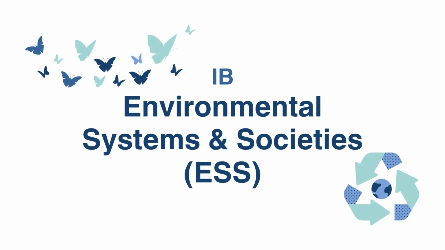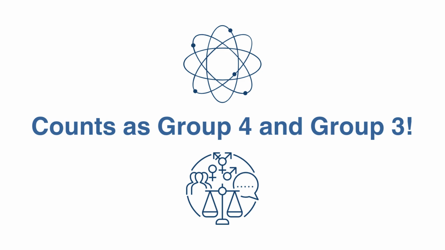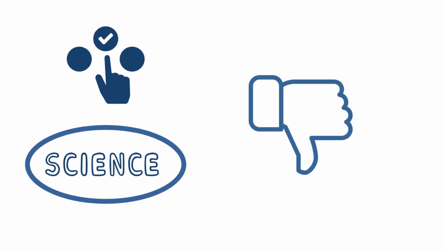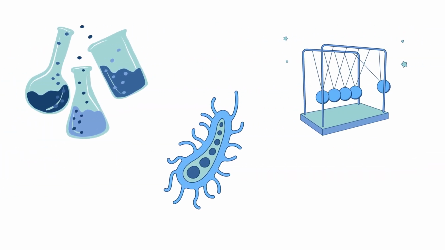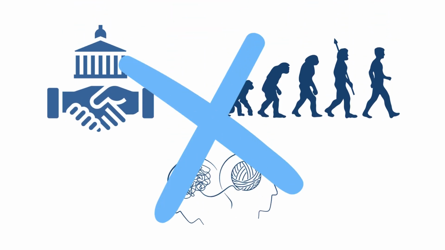Moving on to ESS, which stands for Environmental Systems and Societies. It's important to note that this subject can count as both a Group 4 and a Group 3, so if you make your subject choices and need a science but don't like your other options, ESS can fill the gap. Same for if you have a lot of sciences in your choices and want something more accustomed to your tastes, and if other humanities aren't quite right for you, ESS is always an option.